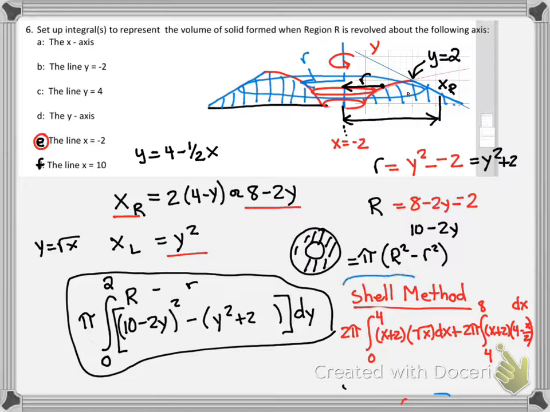If you're a shell method whiz, you could check your answer with what I'm circling in blue. But notice it's got two different integrals, so it's kind of a pain. And the AP board doesn't explicitly recognize teaching of that method, so I would just stick with the washer method.